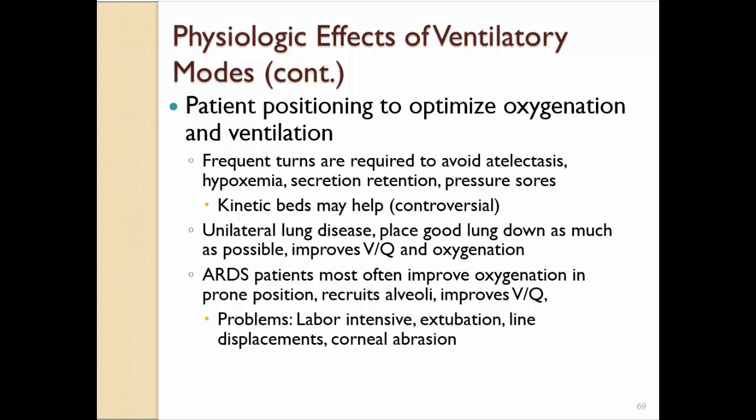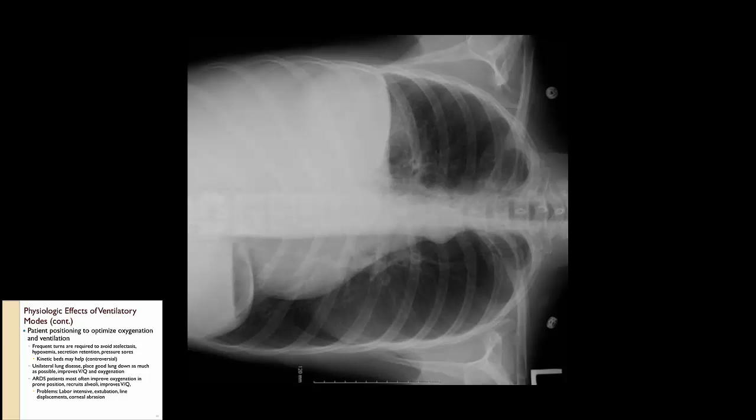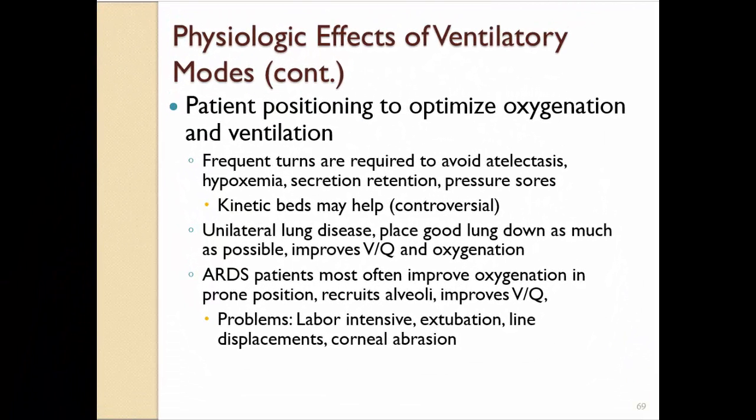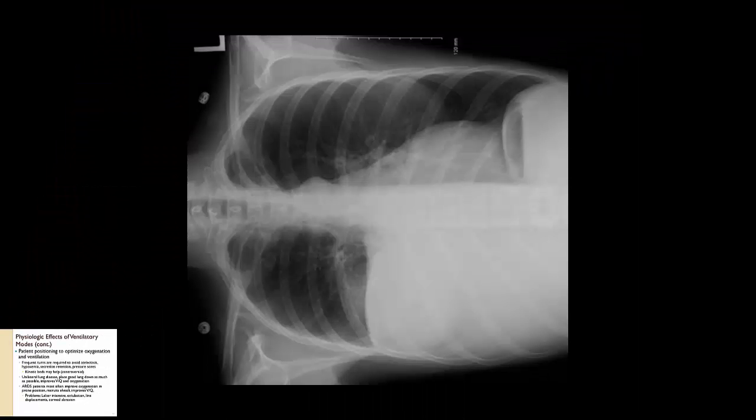If you have a patient that has unilateral lung disease, you place the good lung down as much as possible. So this improves the ventilation perfusion ratio and should improve oxygenation. So this brings up a good point. If you go in there and you're having to move this patient every 2 hours to prevent the hypoxemia and the secretion pooling and whatnot, and you go in and turn them, and 5 or 10 minutes later you're summoned back to the room because the saturations are now in the 80s or 75 or something like that.